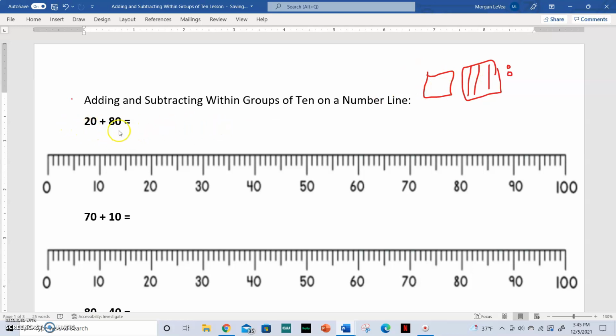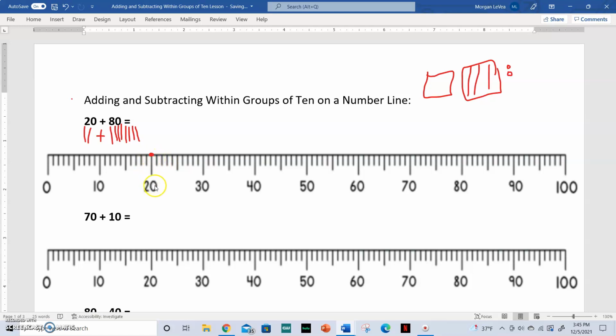So if we were doing it the old way, we would say, okay, 20 is two groups of 10, and then we're adding 80 to it. So we'd say 1, 2, 3, 4, 5, 6, 7, 8 groups of 10. Now, instead of having to draw all that out, we can use a number line. If we're starting with 20, we don't have to draw out two groups of 10 anymore. We can just go to the 20 on the number line and start right here.